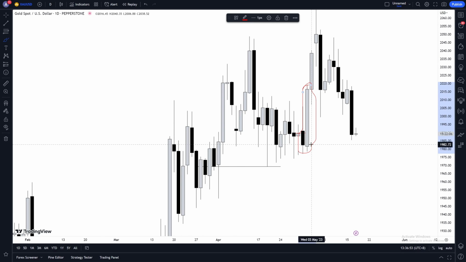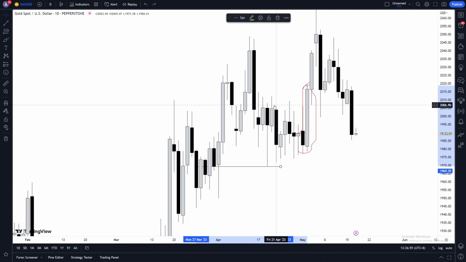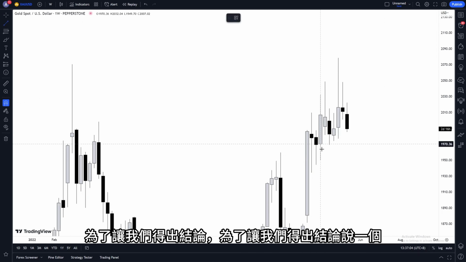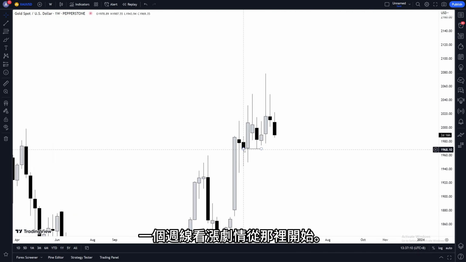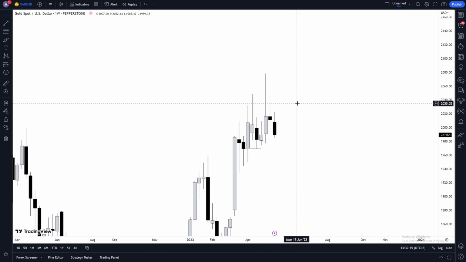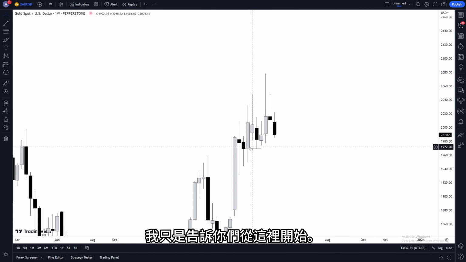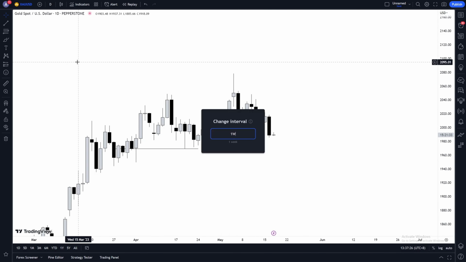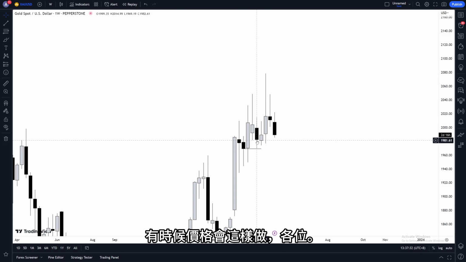And you have to understand something. For us to conclude that a weekly SNR is going to hold price, we need to have what? A weekly bullish storyline start from there. But here we confirmed it, guys. We already confirmed the weekly bullish storyline started. That's not even including the fact that we have another weekly in here. I'm just telling you guys from here: weekly reject weekly, the daily broke out. What does that do? That says that we're in a weekly bullish now, confirming that this area is going to hold. Sometimes price does this, guys.